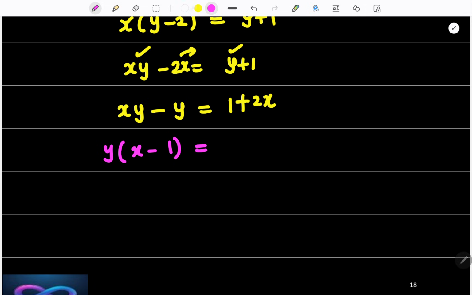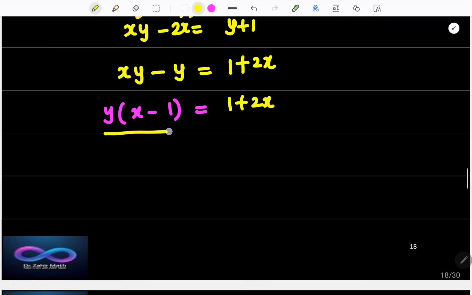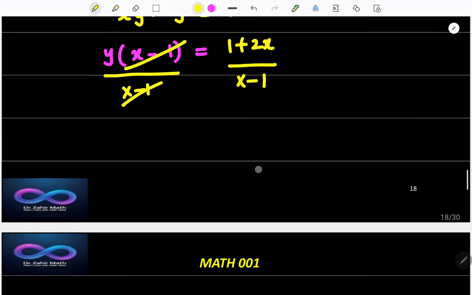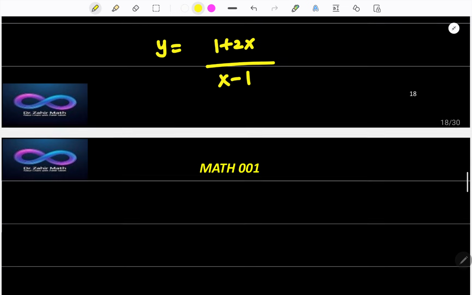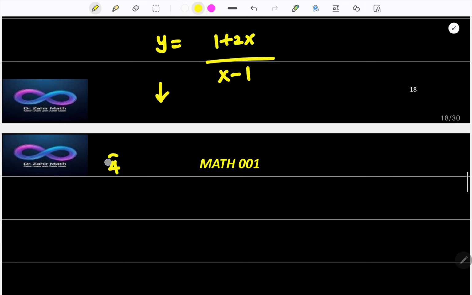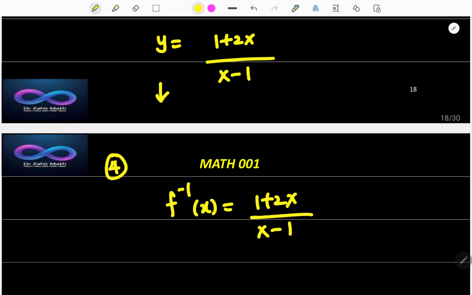x minus 1 is equal to 1 plus 2x. So now I'm going to divide by x minus 1. Divide by x minus 1. So x minus 1 gets cancelled. So y equals 1 plus 2x divided by x minus 1. So what is step number 4? Step number 4 is put f is equal to y is equal to what? f inverse x. 1 plus 2x divided by what? x minus 1. Clear everybody?